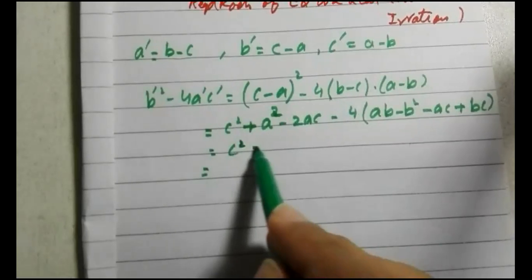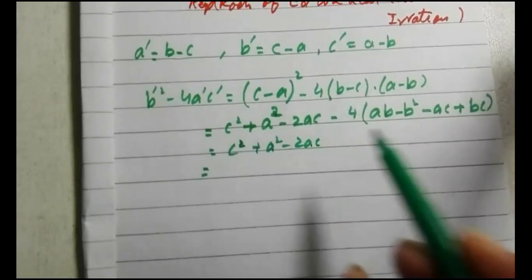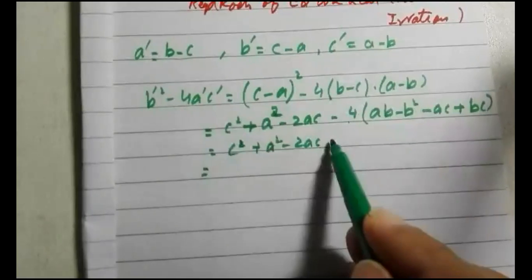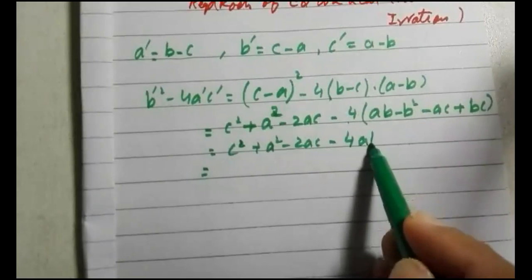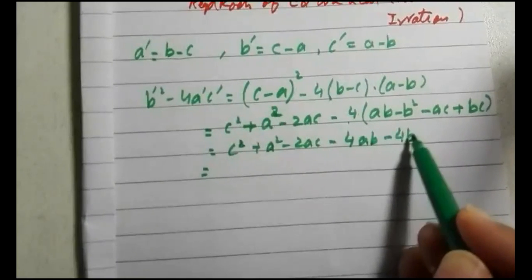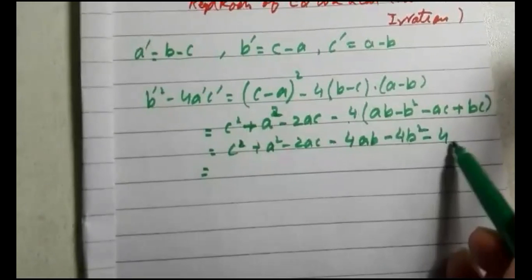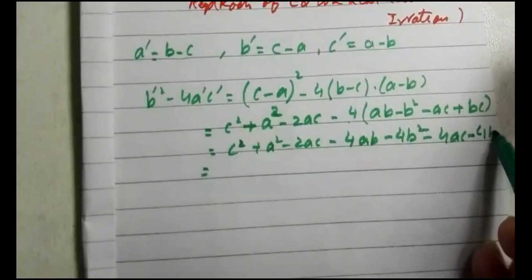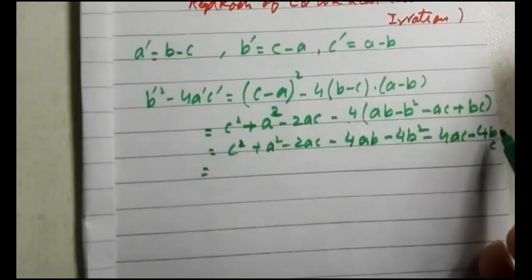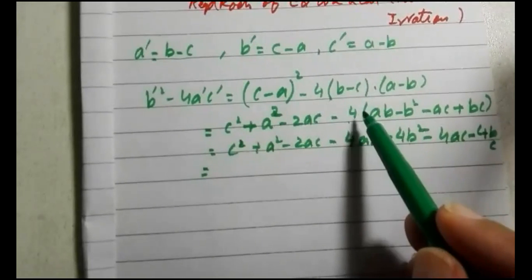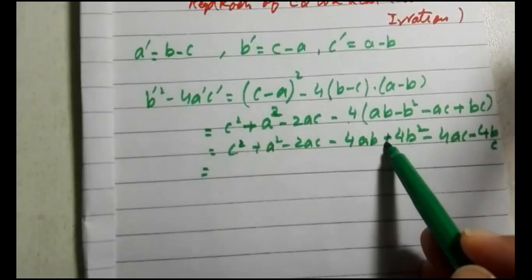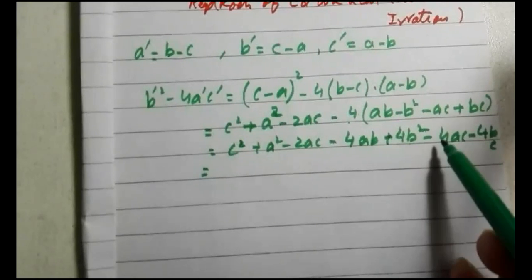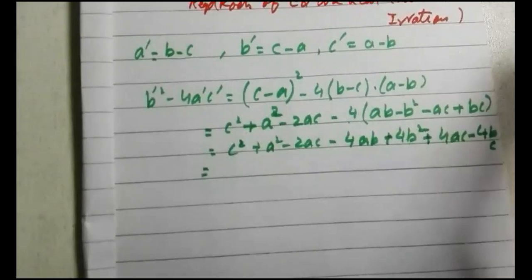A square minus 2 times AC, shift 4 inside, meaning multiply with each term: 4AB, 4B square, minus 4AC and minus 4BC. This is minus 4BC. Minus 4AB, this will be plus 4B square and plus 4C square. Right, so you have to change the sign as well.